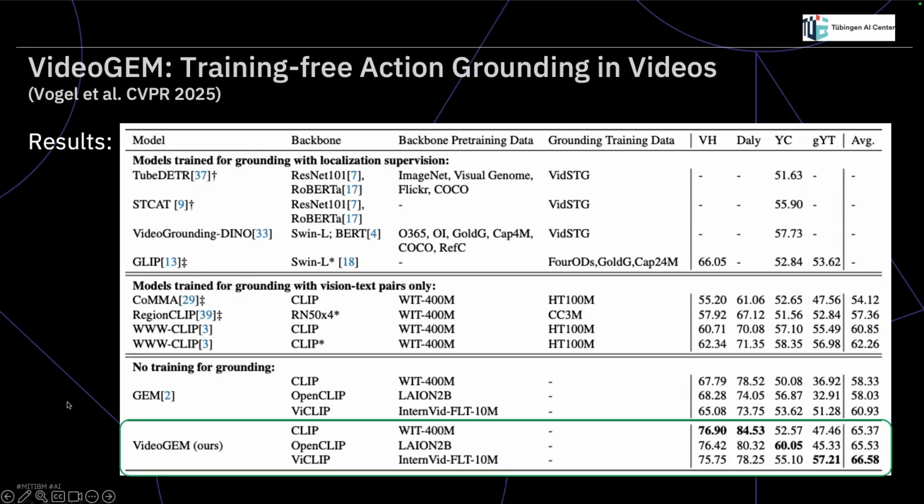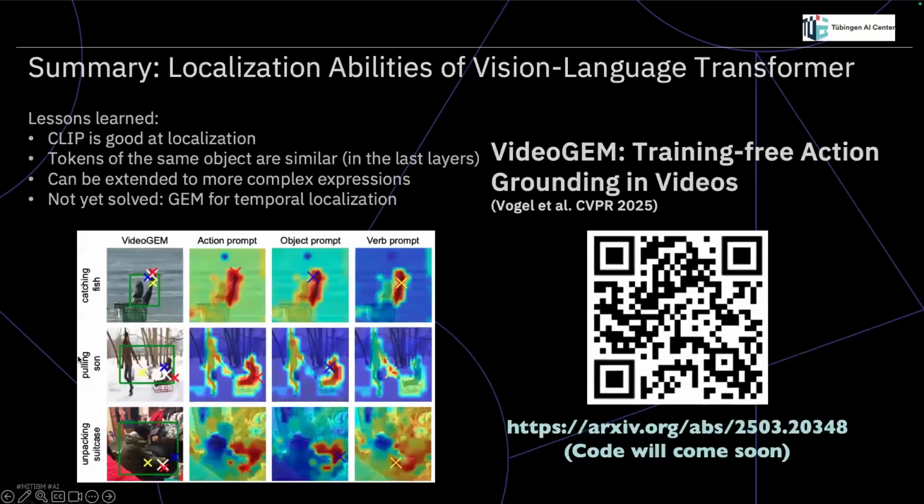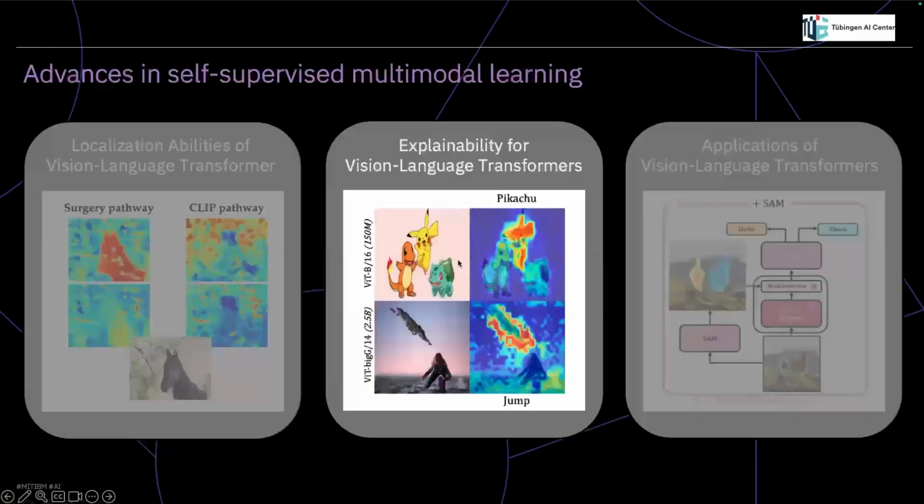Okay, so just to wrap up, some lessons learned from that. So you saw first, I hope I can convince you, GLIP is good at localization. And always keep in mind when you deal with vision outputs, tokens of the same object are mostly similar, especially in the last layers. And if you have those two recipes, then you can do a lot of nice stuff with those vision language models in terms of doing localization, even for complex expressions, and so on. Okay, so that was the first bigger block.